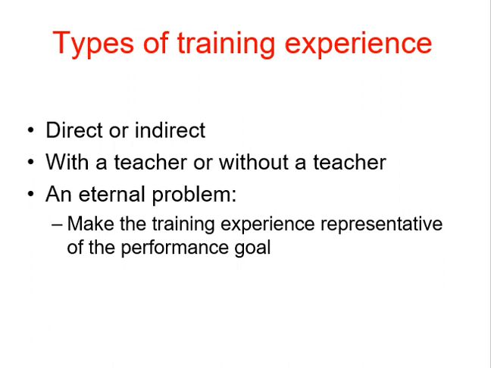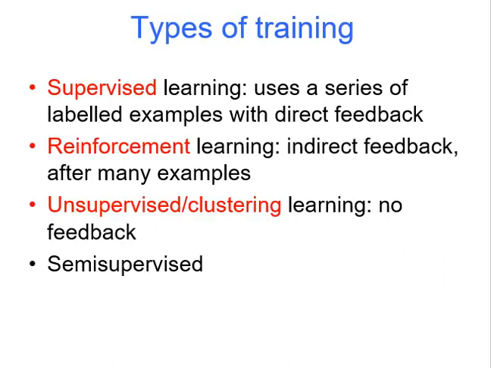Now let us move on to the next slide. In this slide, we are going to see the types of training. There are four types of training, but mainly we will use only three types. The four types are supervised training, unsupervised training, reinforcement training and semi-supervised training. Supervised learning is usually a series of labeled examples with direct feedback. But in unsupervised learning, there will be no feedback. In reinforcement learning, there will be indirect feedback.